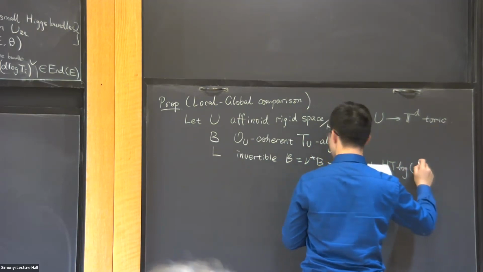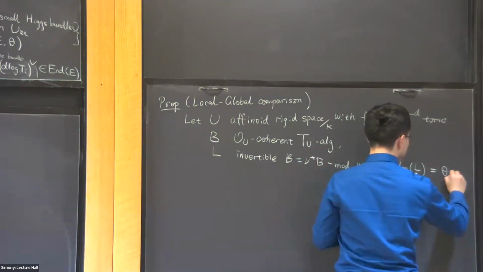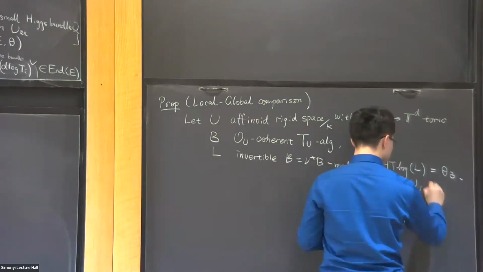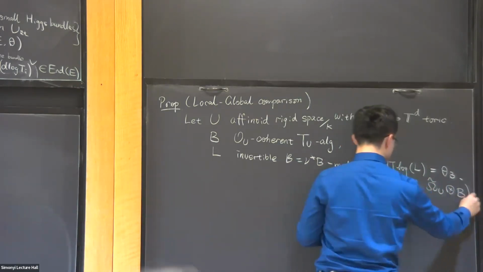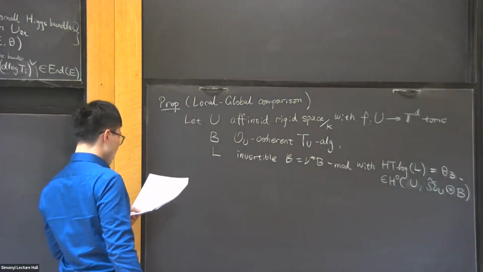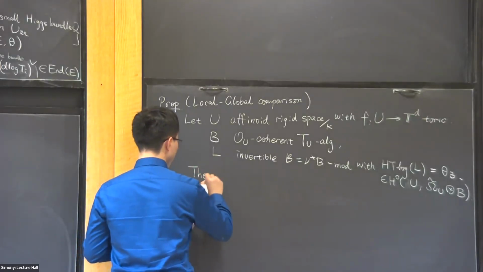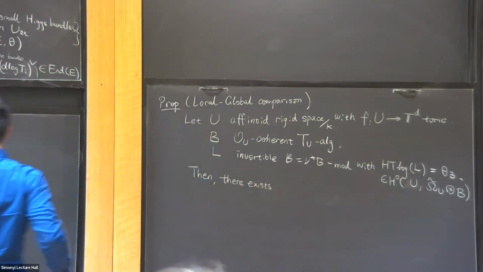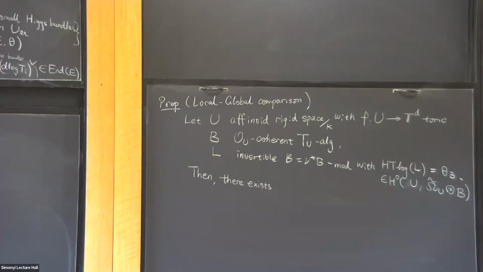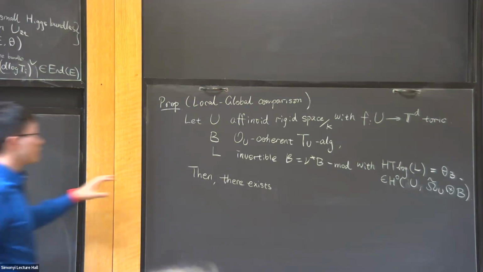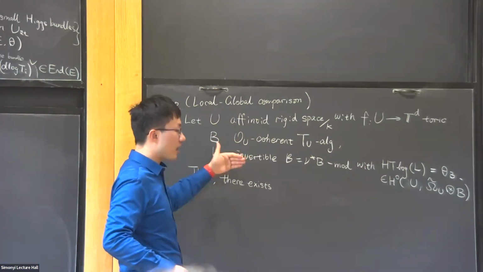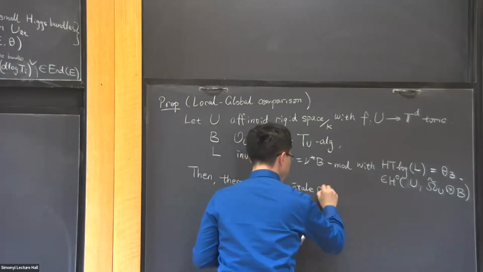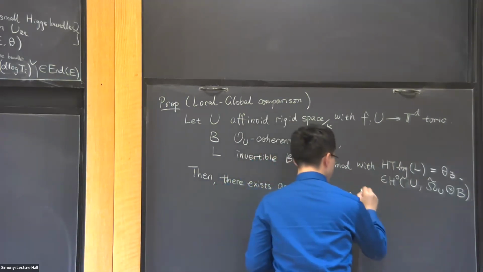the Hodge-Tate log image of L to be the canonical element associated to B. So then there exists... In fact, we want to compare such things, but we couldn't compare them over U, only on an étale cover over U. So there is an étale covering U' to U.